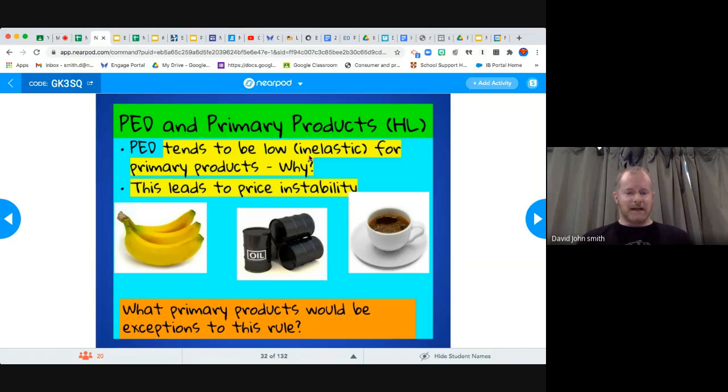For primary products, we tend to say that the coefficient for PED is fairly inelastic. Why? Because there are relatively few substitutes, and because for these types of goods we tend to suggest they are more of a necessity. There will be some exceptions to the rule, like the bananas, the fruits, the horticulture industry, maybe.